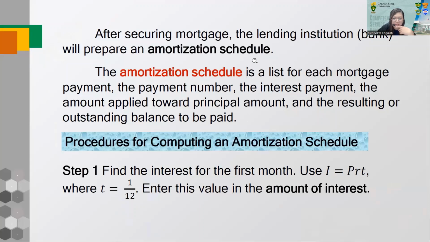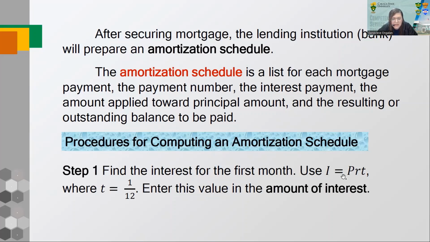Okay, so after securing a mortgage, the lending institution or the bank will prepare the amortization schedule. So we should also know how to compute this, class, so you can keep track of your payments. So the monthly amortization is the list of each mortgage payment: the payment number, the interest payment, the amount applied toward the principal, and the resulting outstanding balance to be paid.